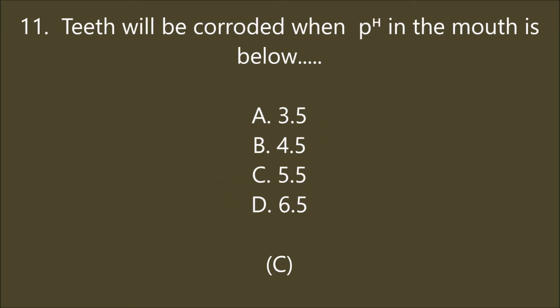Teeth will be corroded when the pH in the mouth is below 3.5, 4.5, 5.5, 6.5. C is the right answer, that means 5.5. Tooth decay starts when the pH of the mouth is lower than 5.5. Tooth enamel, made up of calcium phosphate, is the hardest substance in the body. It does not dissolve in water, but it is corroded when the pH in the mouth is below 5.5.